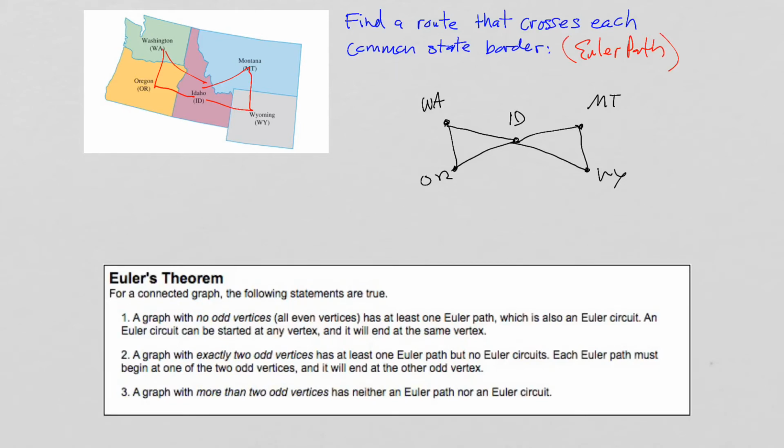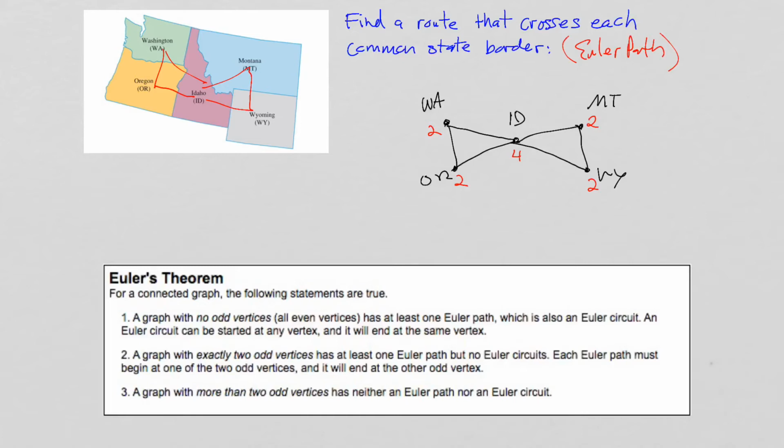And how do you know where to start? Well, we have to use Euler's theorem to figure this out. And to use it, you've got to know all the degrees of the vertices here. So just looking at the number of edges that connect, there's 2 here, 2 here, 2 here, 2 here. And in the middle, we have 4 edges that connect. So all of these vertices are even.